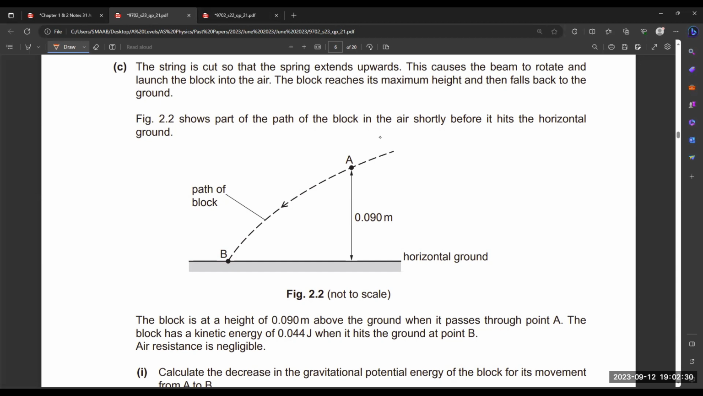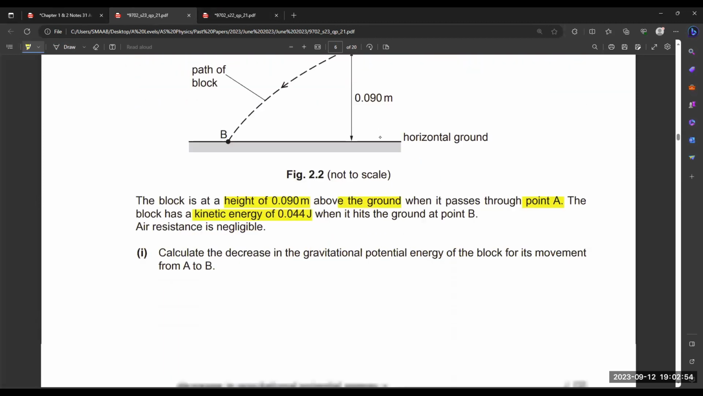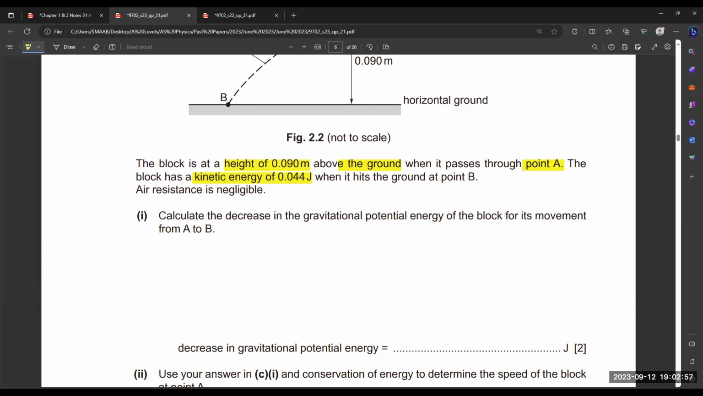In this diagram, they mention that the block is at a height of 0.09 meter. This is the height of the block above the ground when it passes through point A. Next, the block has kinetic energy when it hits the ground at point B. Air resistance is negligible. Is air resistance always negligible in our exams? Yes, because in projectile motion we discussed that this is the assumption, so we have to consider it negligible.